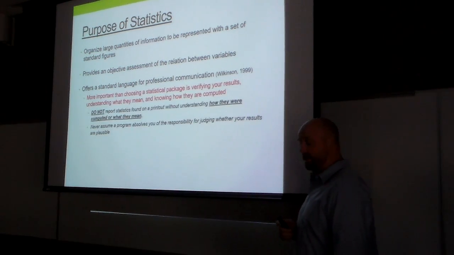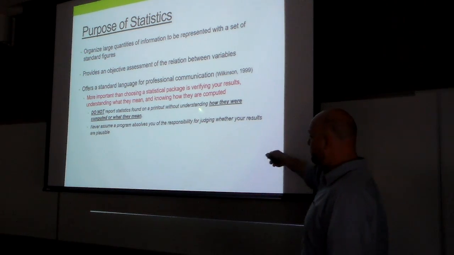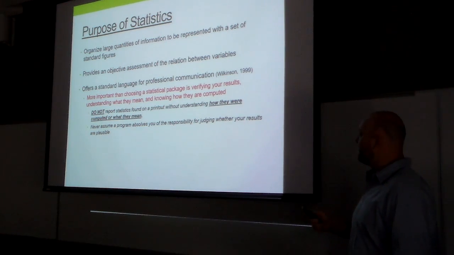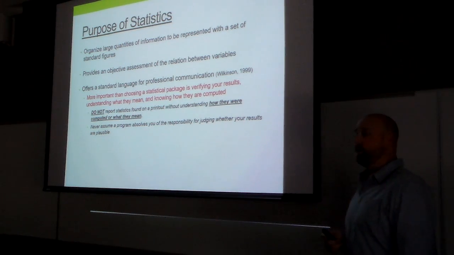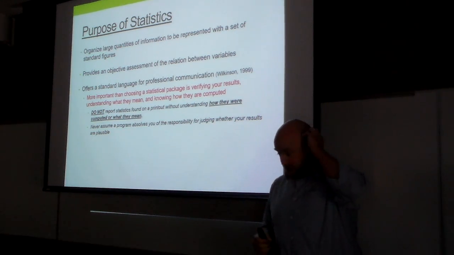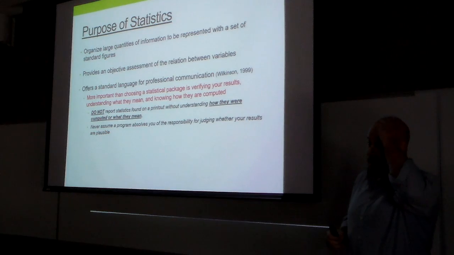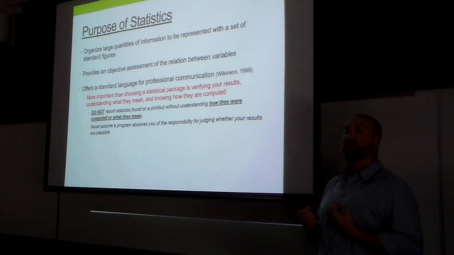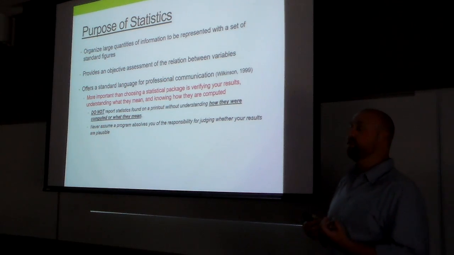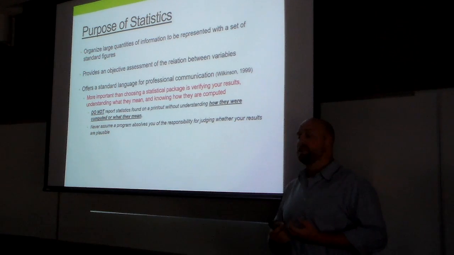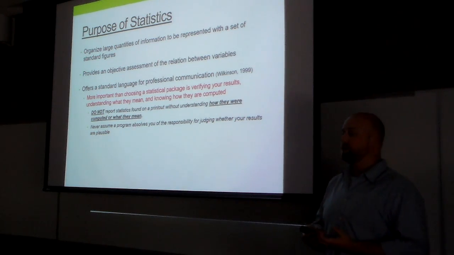Some of the things I think are important to highlight within this paper: it talks about how, more important than choosing a statistical package, is verifying results, understanding what they mean, and knowing how they're computed, right? As our computing power increases, certain types of analyses become open and available to people, which is a very good thing. But it's not a very good thing if people don't understand what's going on, right?